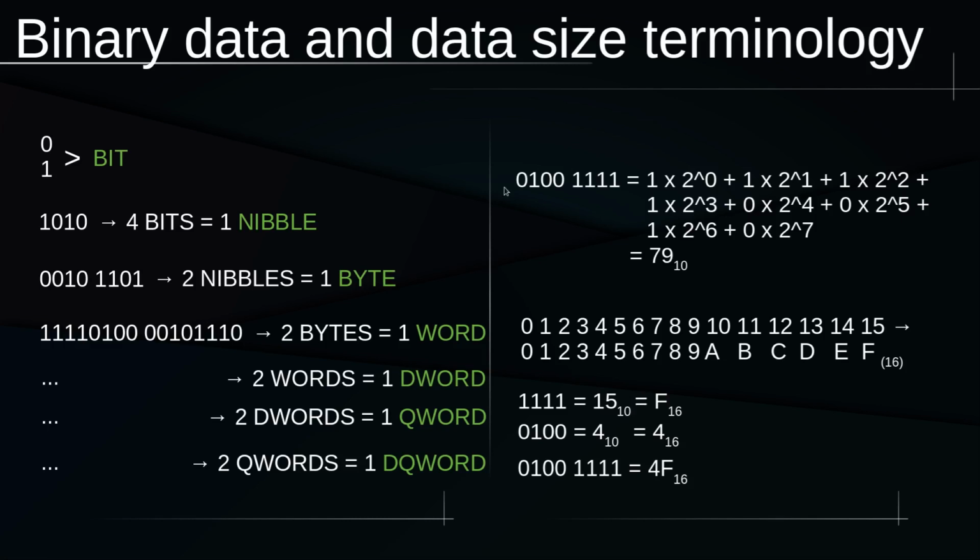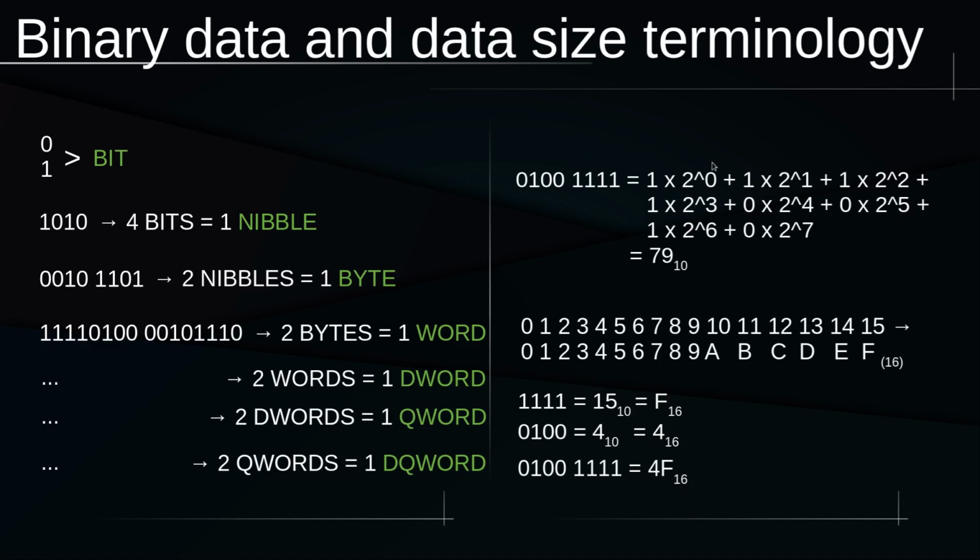The way to convert this byte here into hex is to take each nibble, so each sequence of 4 bits. Actually, it doesn't matter where you start from, but it's easier if you start from the left side. So say we start with this nibble here, which is 0, 1, 0, 0.